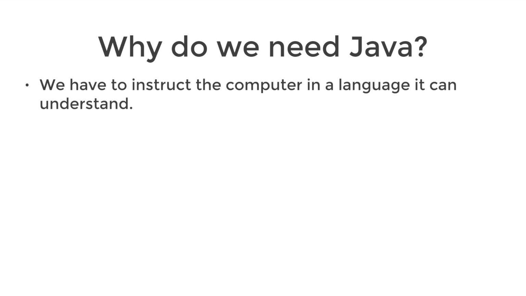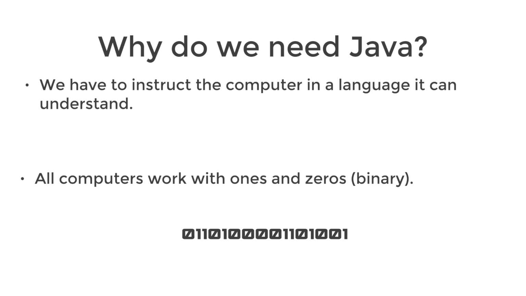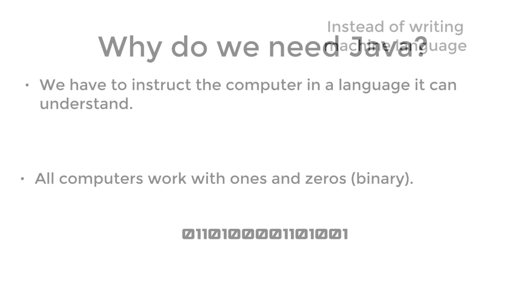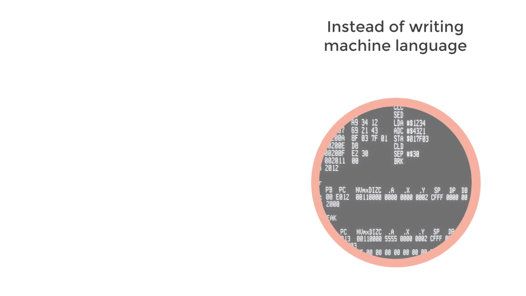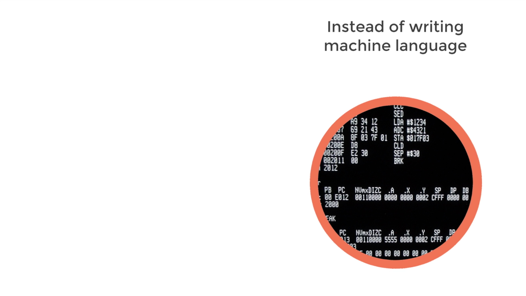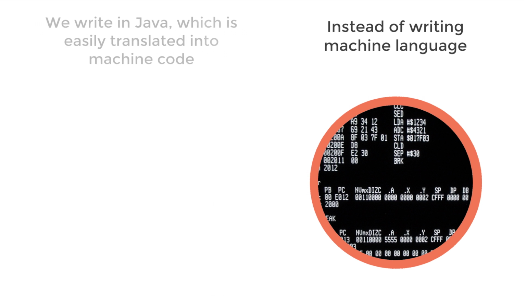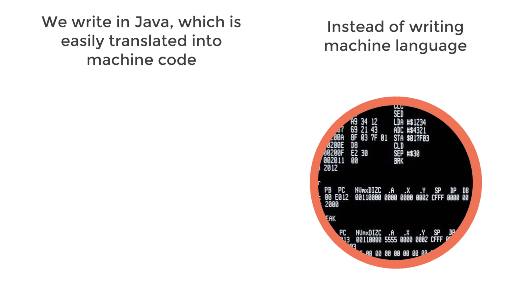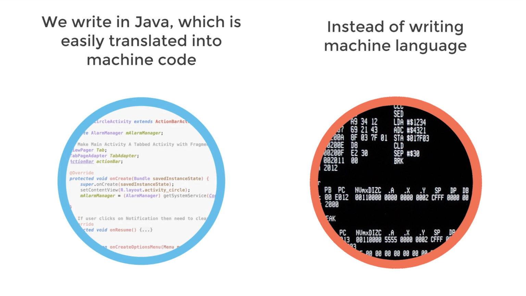So why do we need Java in the first place? When we make an app or write a program, we have to instruct the computer in a language it can understand. But computers speak in ones and zeros. We don't want to resort to writing machine code or typing in ones and zeros into the computer. So we use a programming language which can easily be translated into machine code that the computer can understand, and that's Java.